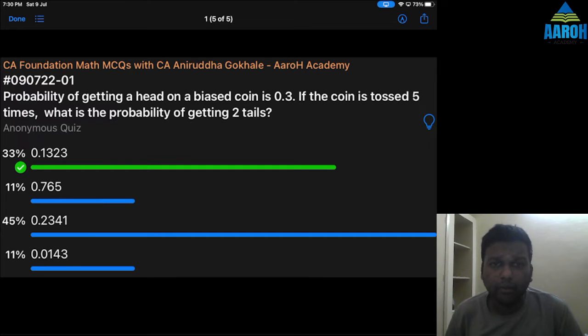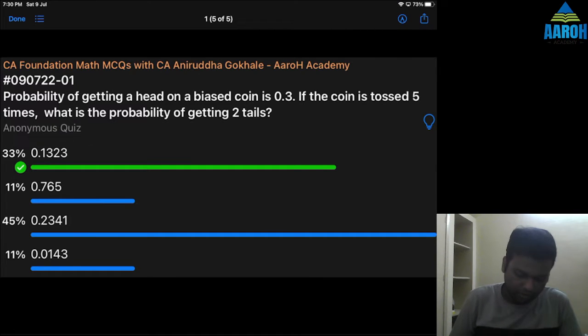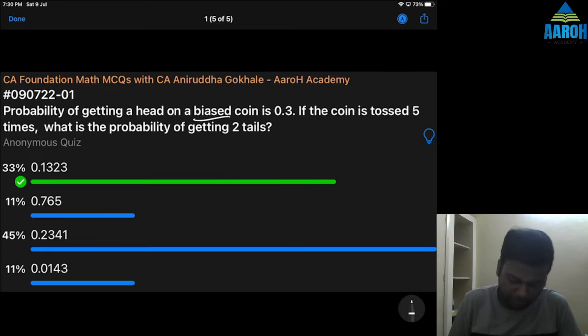Probability of getting a head on a biased coin is 0.3. So it is a biased coin, that is fine. It means probability of head is 0.3 and probability of tails is 0.7. If the coin is tossed 5 times, what is the probability of getting 2 tails?